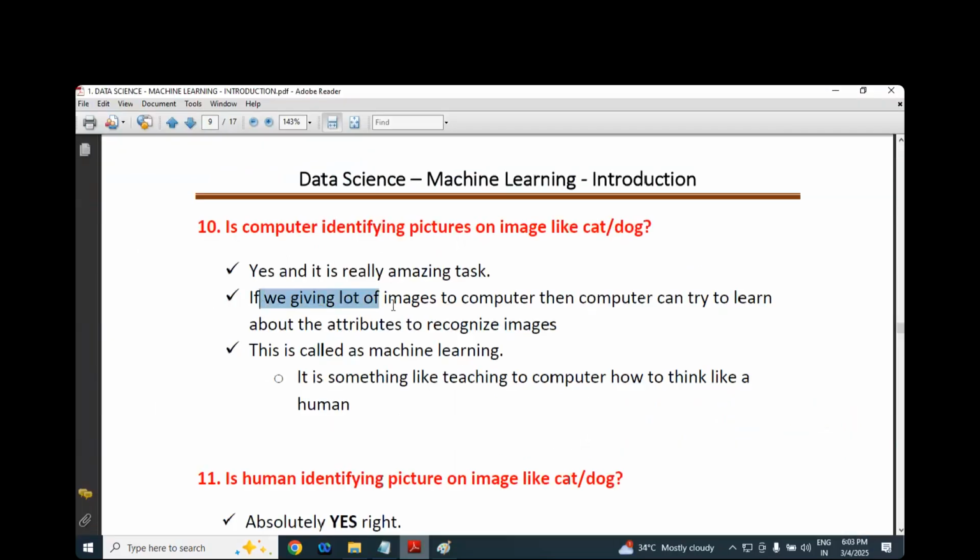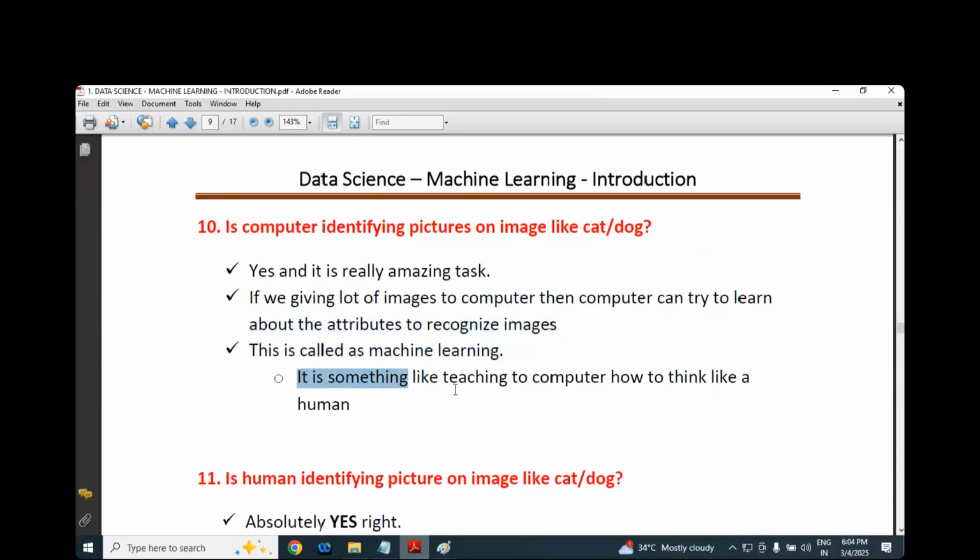If you give a lot of images to the computer, when I say computer here, I mean the ML algorithm, it can try to learn the attributes for recognizing images. What do you mean by attribute? How many legs? What is the color? What is the size? Whether it is a black dog, a small dog, or a big dog. These are all called attributes. This is called machine learning.